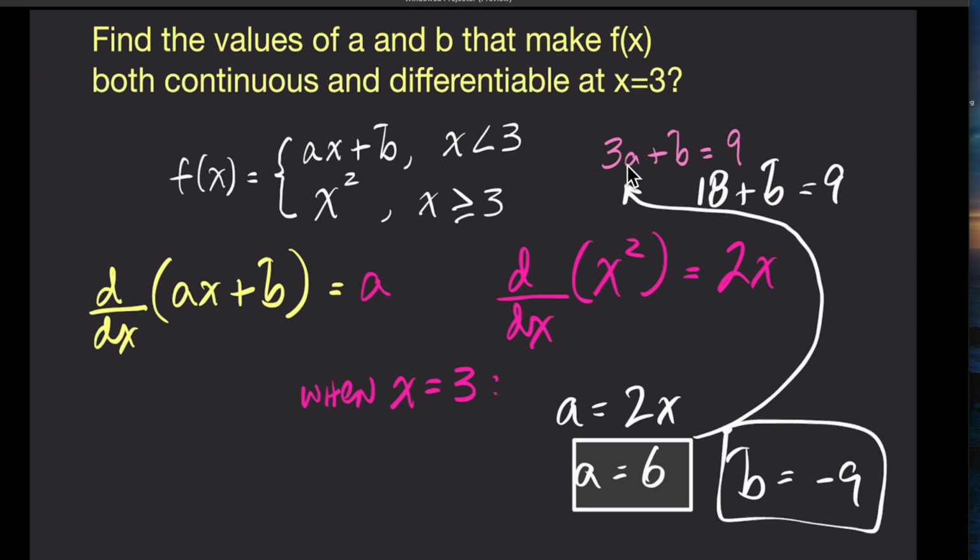So it is these two values for a and b that do two things. One, they assure us that we have continuity. It assures us that f of 3 equals the limit as we approach 3 from both sides. And secondly, these values assure us that the derivative is going to be the same at x equals 3. The slope is going to be the same at x equals 3. That tells us that this graph is differentiable.